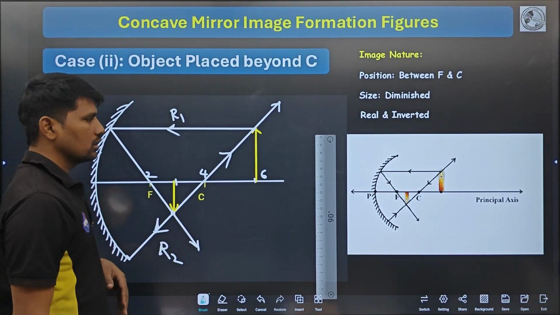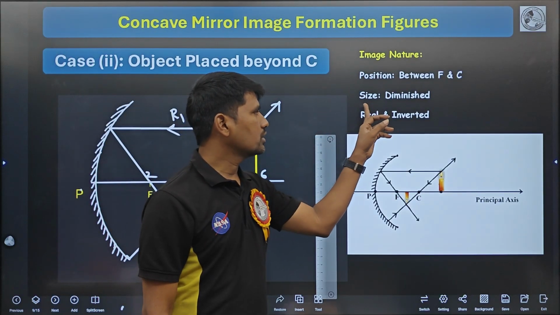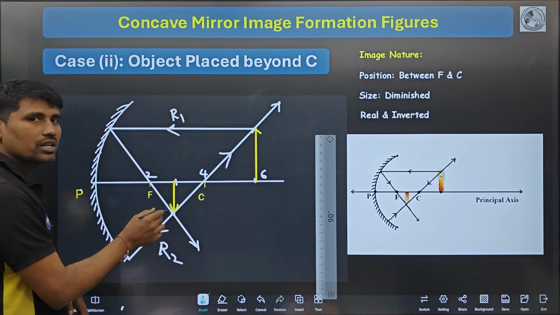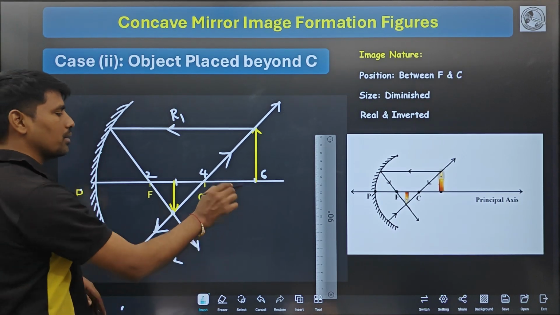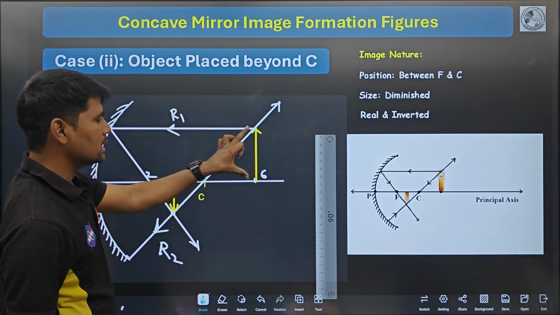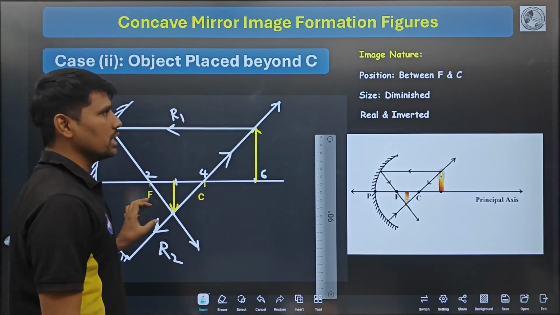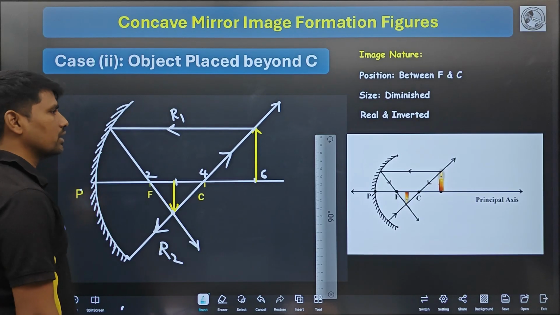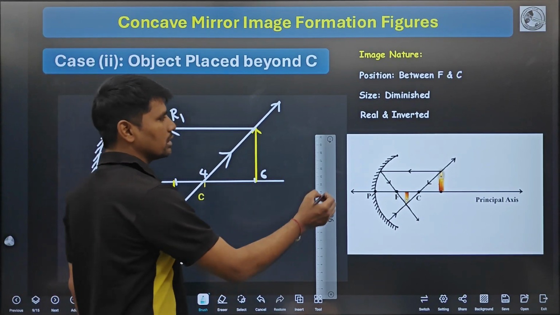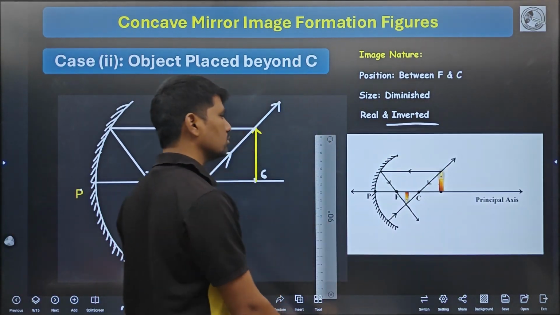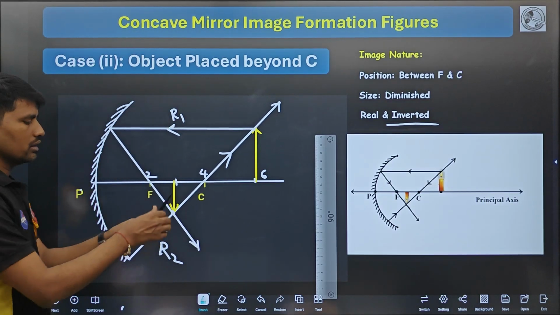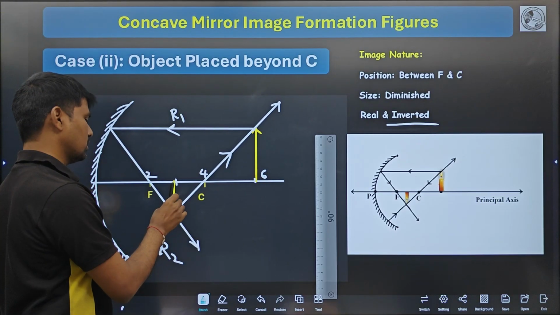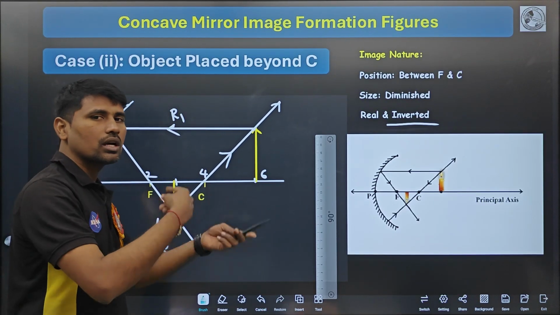So now this is the nature. Position finished. Size: here we have taken 3 centimeters, and you will get approximately 1.5 centimeters if you check it. The size has decreased, so we call it diminished. Next, real and inverted. First you will get the idea about inverted. Here the object is an up arrow, but the image is an upside down arrow, right? Inverted means reverse.